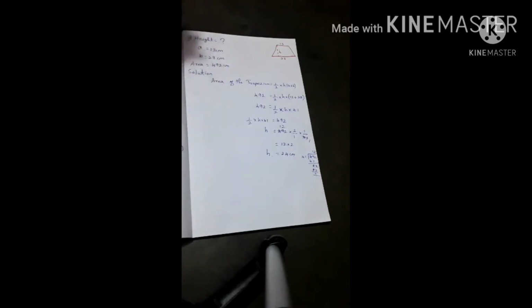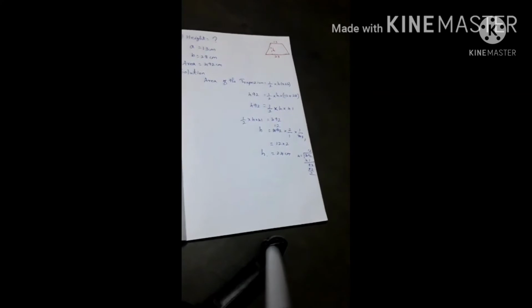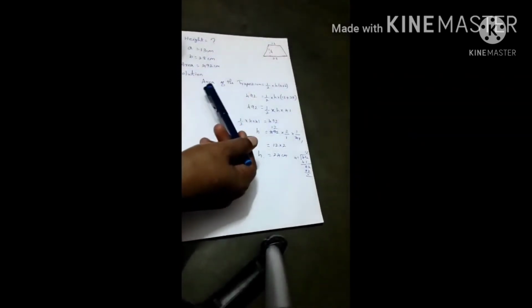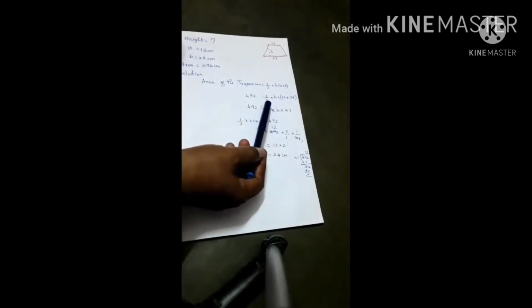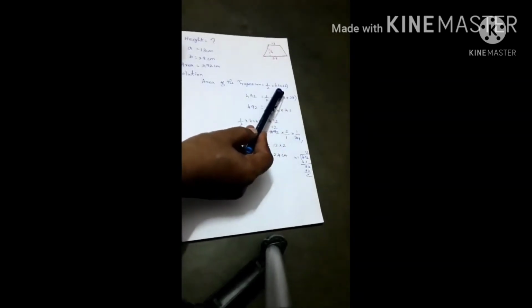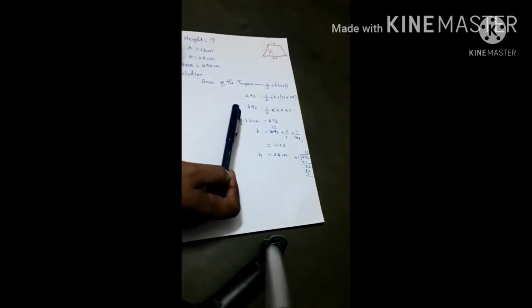We have to find the height of the trapezium. Yes, what is the area of the trapezium formula? Half into h into (a plus b).